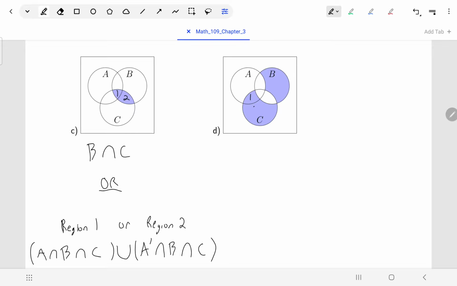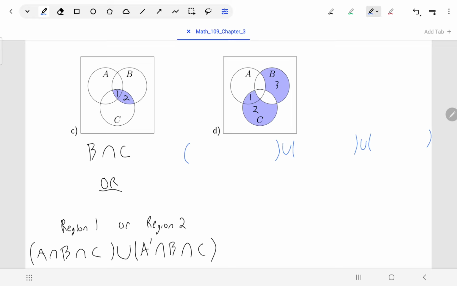Instead, I'm going to say, well, we've got three shaded regions. So if I were describing part D, I would say you're either in region 1, or you're in region 2, or you're in region 3. And I have a feeling I'm probably going to need more room, so let me try that again. So region 1, or region 2, or region 3.